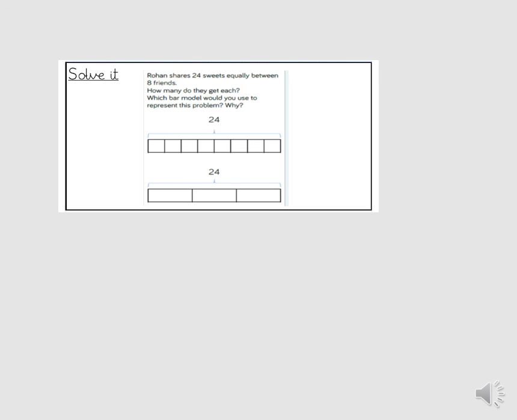And then your last question, you'll solve it. You need to figure out which bar model represents the question. So Rowan shares 24 sweets equally between 8 friends. How many do they get each? Okay, so which bar model represents that question, and you need to say why, and you also need to figure out the answer.